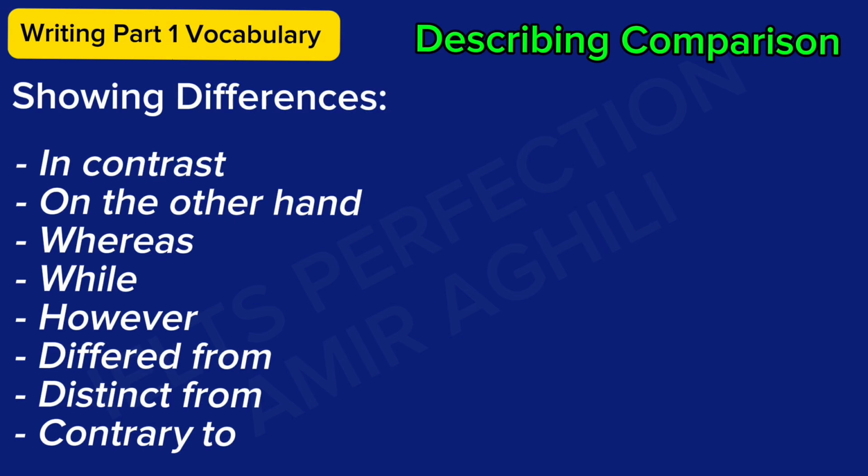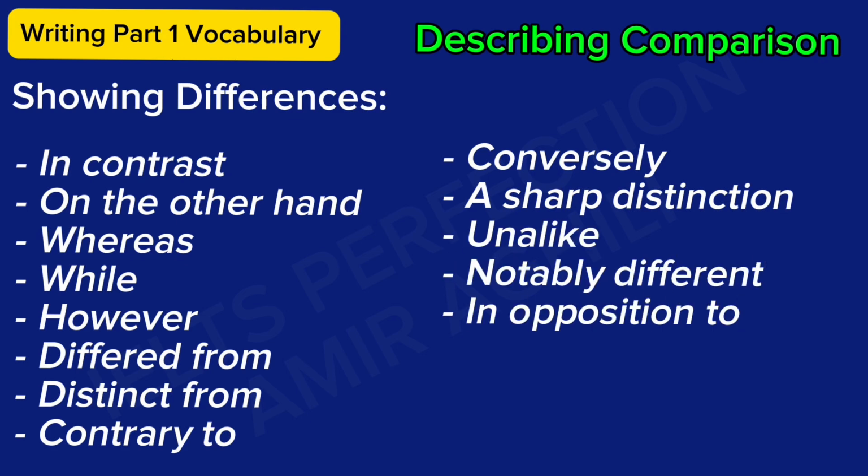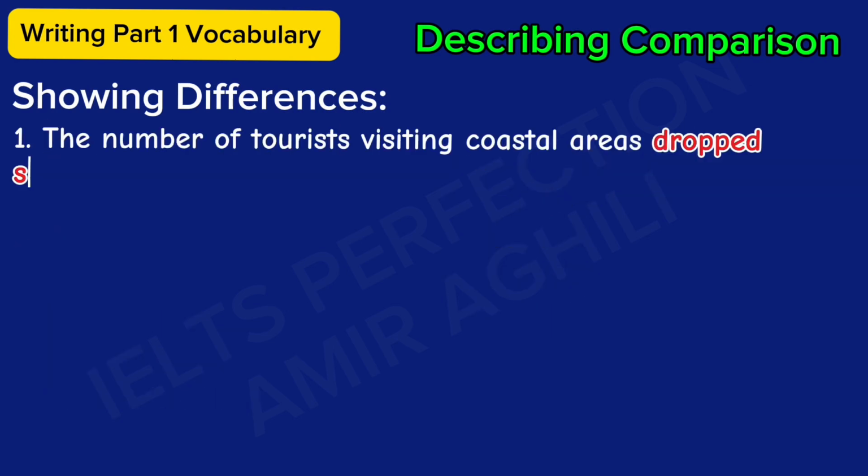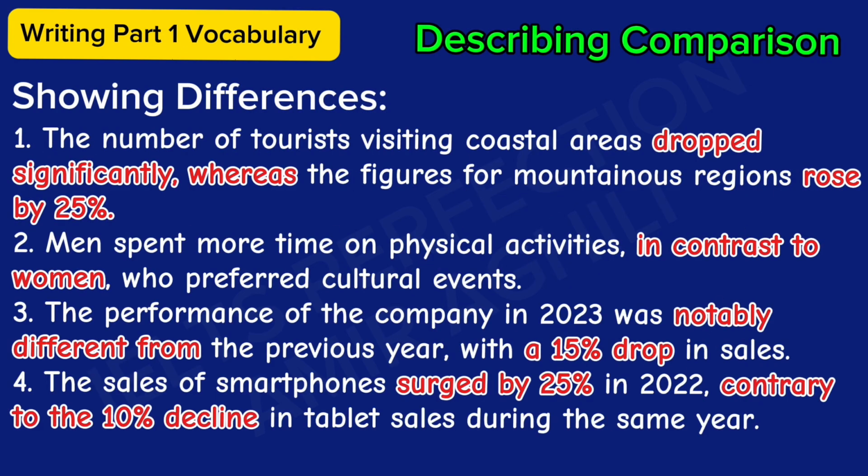differed from, distinct from, contrary to, conversely, a sharp distinction, unlike, notably different, or in opposition to. 1. The number of tourists visiting coastal areas dropped significantly, whereas the figures for mountainous regions rose by 25%. 2. Men spent more time on physical activities, in contrast to women, who preferred cultural events.